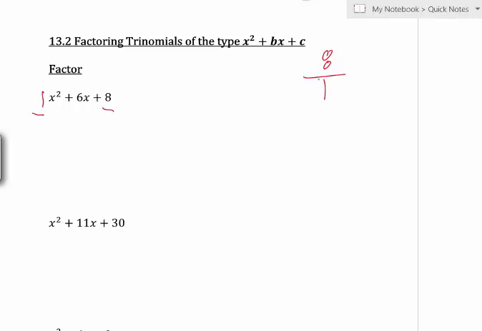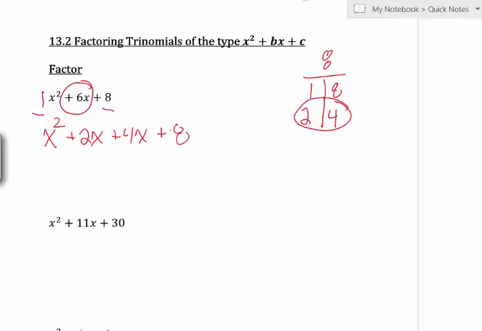Now I'm going to make what I call the T. I'm going to make a list of the factors that I know multiply to 8. Well, the numbers that I know multiply to 8 are 1 and 8, and 2 and 4. Now I want to look for the pair of numbers that multiply to 8 but add up to the number in the middle. So the pair of numbers that multiply to 8 and add up to 6 are 2 and 4. So I'm going to rewrite this problem like this: x squared plus 2x plus 4x plus 8.